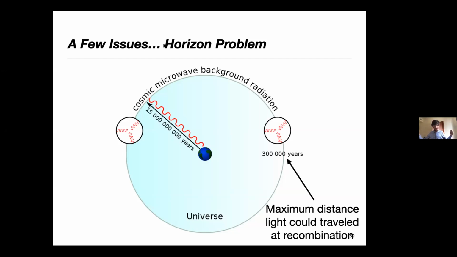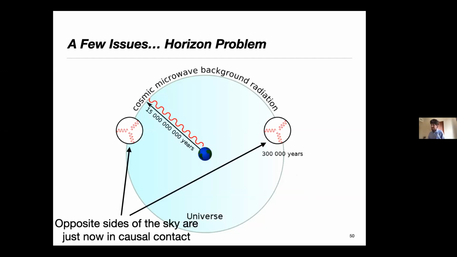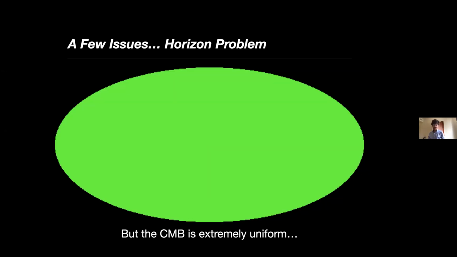If they're just coming into what we call causal contact, they're only just able now to communicate with each other. And so in the standard cosmology, that shouldn't actually be possible. So that's one problem. That's the horizon problem in a nutshell. The CMB is extremely uniform, but there's no way that different patches far away from each other should have been able to communicate and know what temperature the other was at.